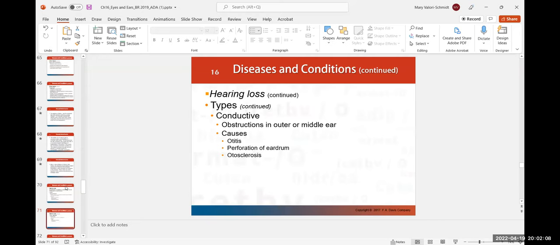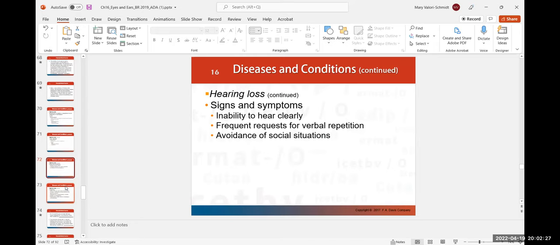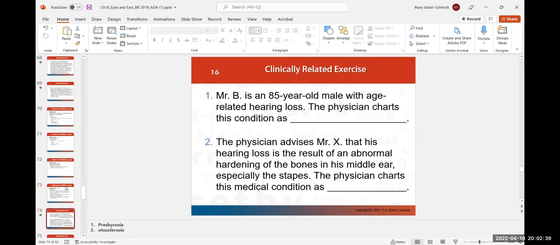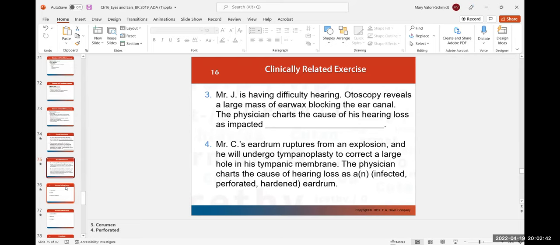And then there's conductive hearing loss. And that's usually because of either an infection like otitis, or your eardrum is perforated or ruptured, or hardening inside the ear, which is otosclerosis. So that's something that can be fixed. Conductive hearing loss is something that usually can be repaired. Neurosensory is usually something where the damage is done. And that's when people are constantly going, huh, what'd you say? Huh, what? Or they just start to avoid groups of people, period. Treatment: hearing aids, which a lot of older folks don't want or can't afford, actually, which is sad.